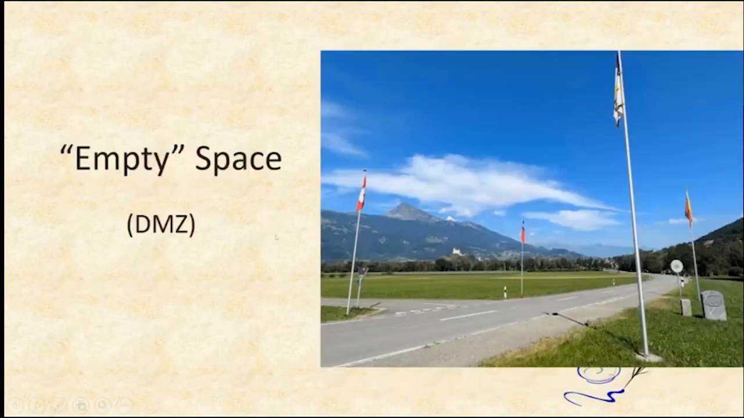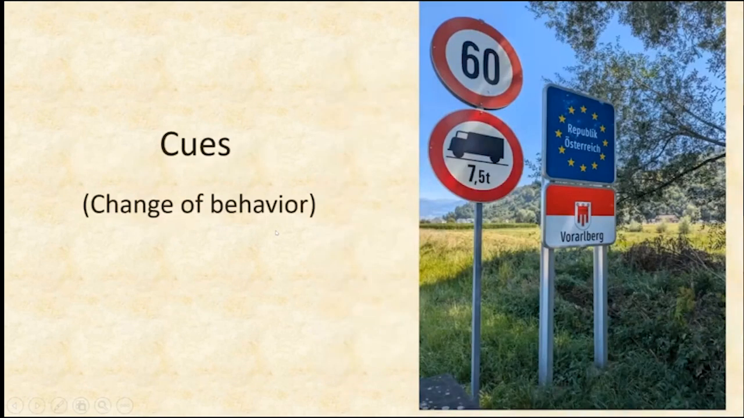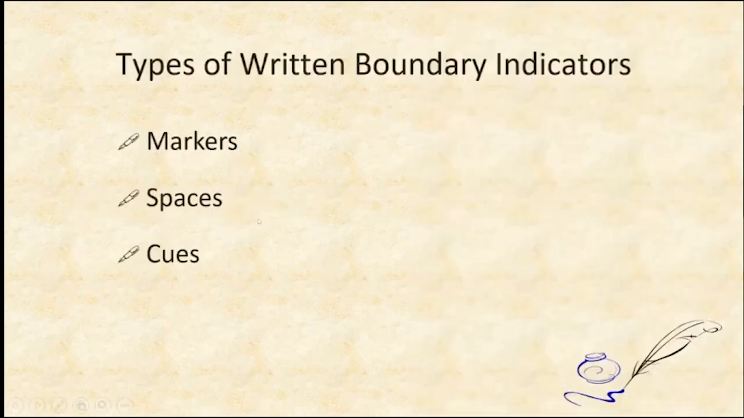We can leave an empty space or a demilitarized zone. We can observe cues to the boundary, as in a change of behavior. You may have a change of language, or in this case, a change of traffic regulations. So in writing, we have the same three options. We can use markers, we can use spaces, or we can use cues.